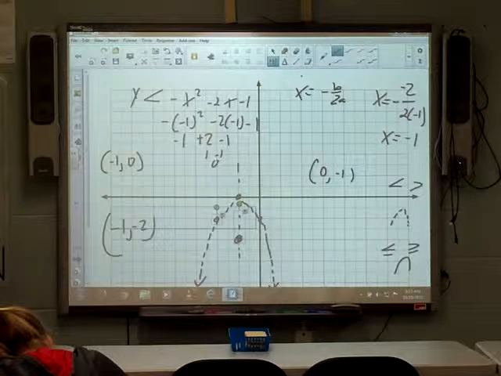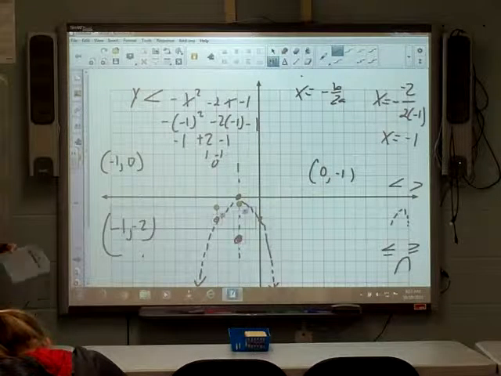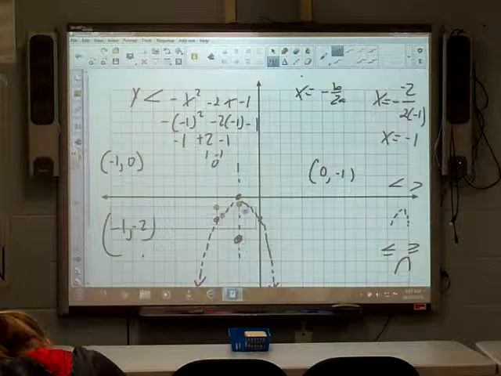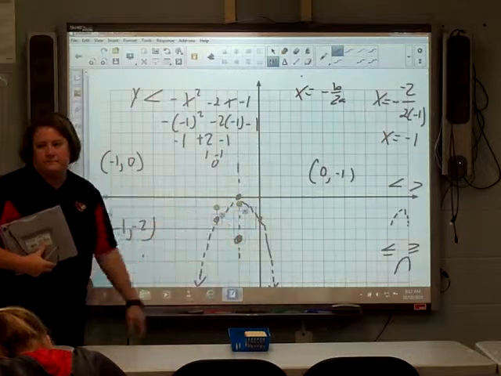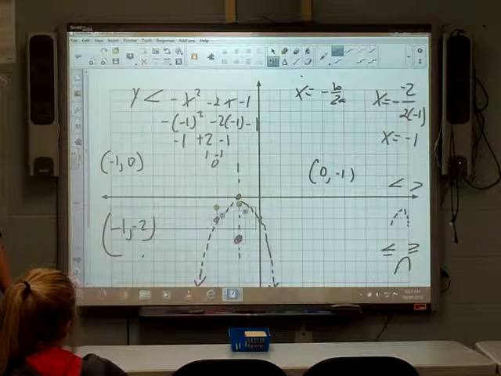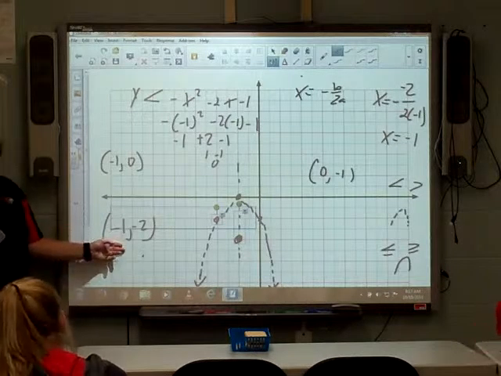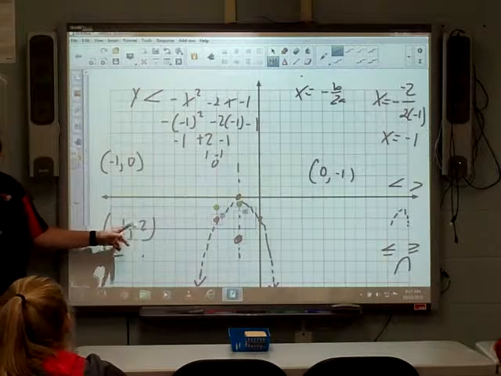I pick a test point that's inside the parabola. You could have picked one anywhere in there you wanted to. It could have been like -1, -3? Yep. Pick one anywhere in there. Okay, so I picked that one, -1, -2, that's an x and a y.